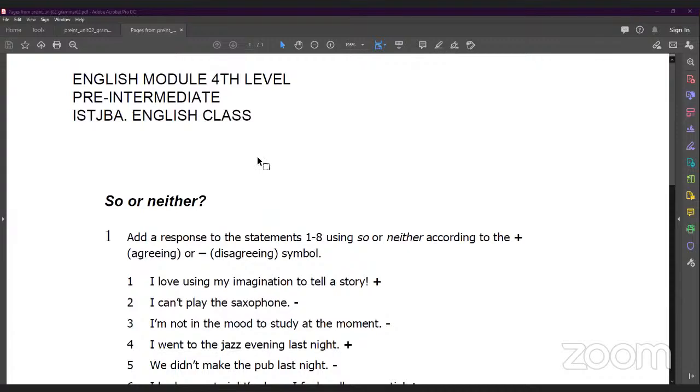Activity number 2. Listen, please. Well, in activity number 2, we're going to practice both structures. Remember, in this case, agreement and disagreement. But disagreement is at the same time supporting the negative sentences.